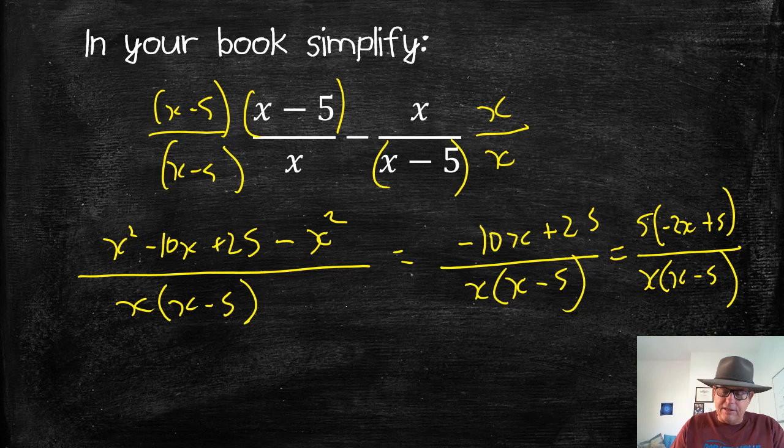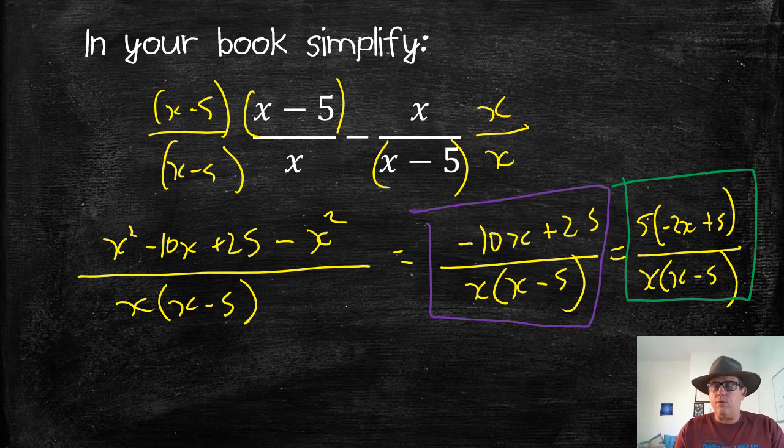So in this case, you could have either left your answer like this, the purple or the green. Either one would be fine. But again, I think it's a good habit. If you can factorize the numerator, factorize it, because you never know when it might end up having a common factor.